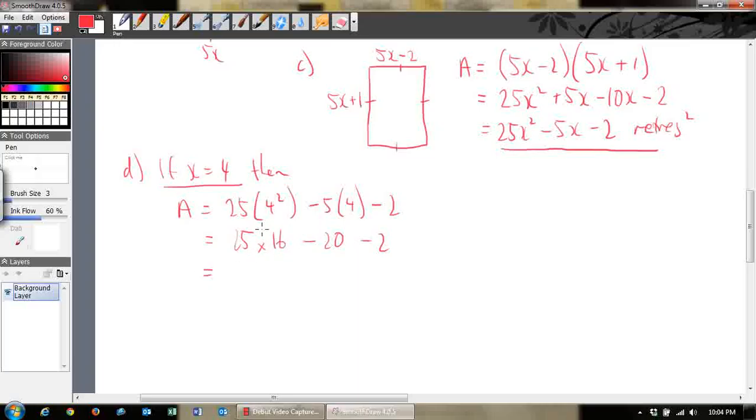25 times 16, well, if I multiply that by 4 and divide that by 4, that would be the same as 100 times 4. So that's actually 400. Did you get that? Multiply that by 4 to get 100, divide that by 4 to get 4, so you get 400. Hope that makes sense. Minus 20 minus 2, 400 minus 20 is 380. 380 minus 2 is 378 meters squared. Must put in your units there.